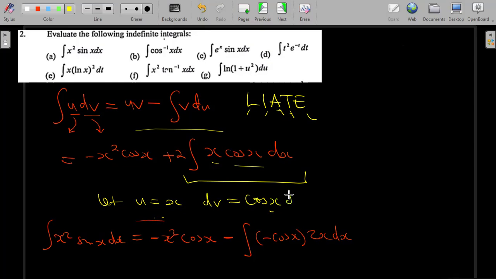Then I differentiate here, I just get du is equal to what? To dx. Then this will be equal to v. When I integrate here, this will be v. Then what does this other part give me? From there, this gives me sine x. So that's what I get there when I integrate.